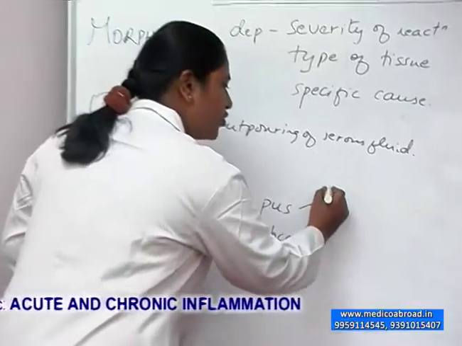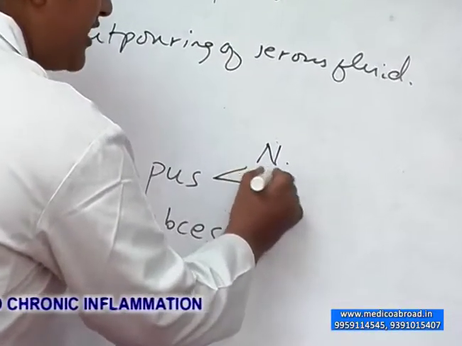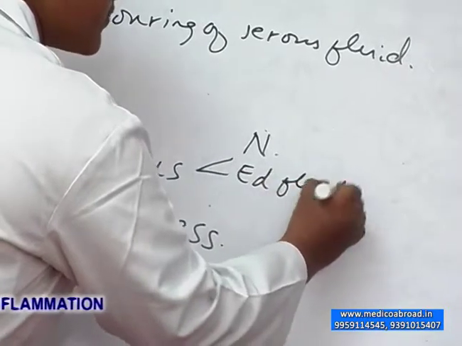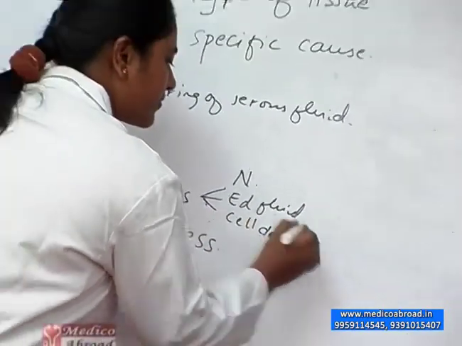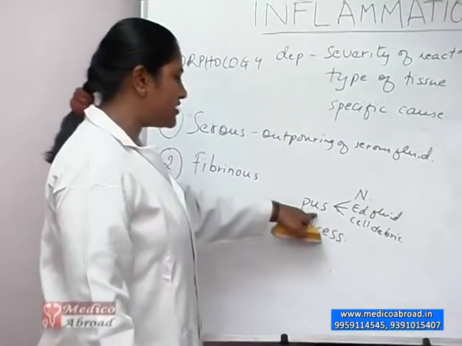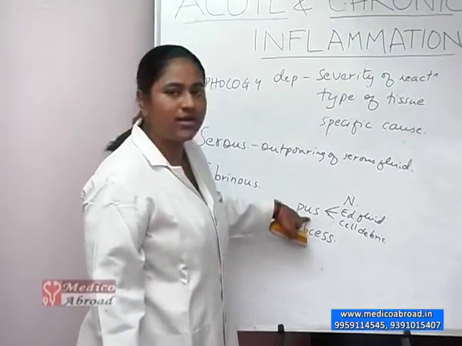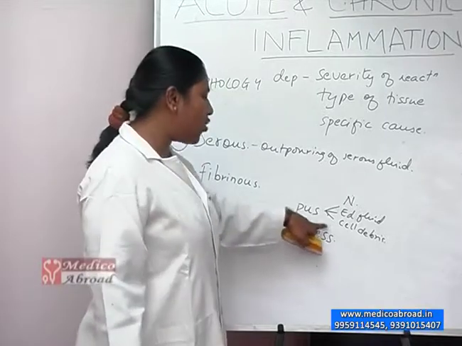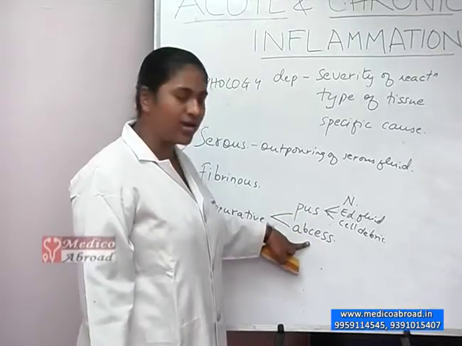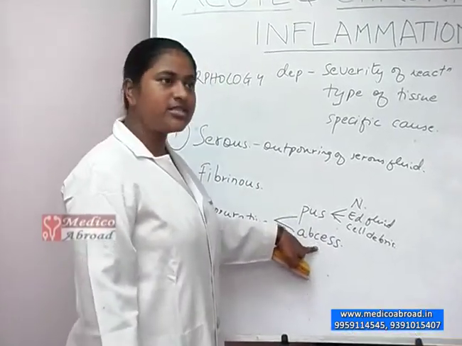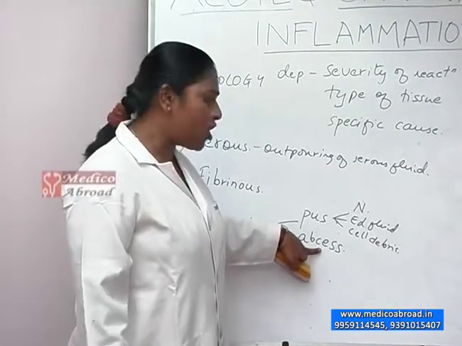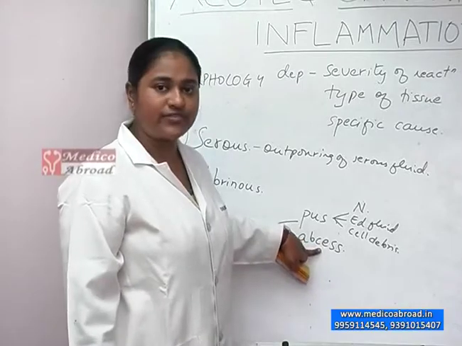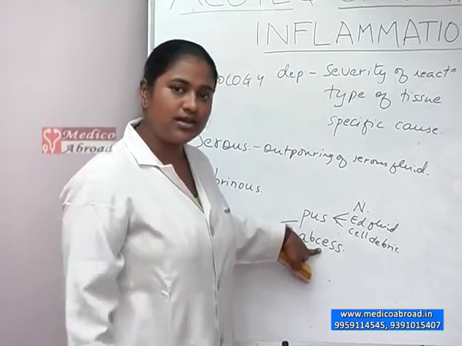A collection of neutrophils, edema fluid, and cell debris. The collection of all this is called pus or purulent discharge. Any localized collection of pus is called an abscess. This may be superficial or it may be deep in the tissue. This is caused by seeding of the infection deep into the tissues.